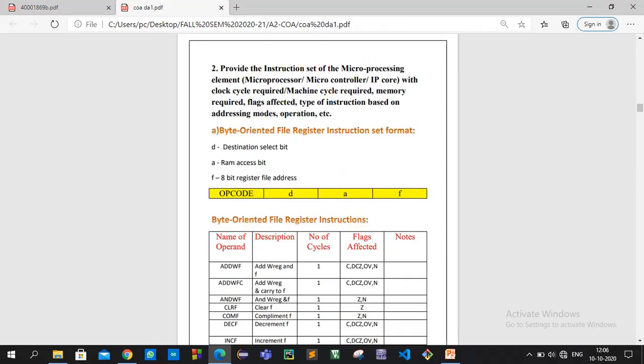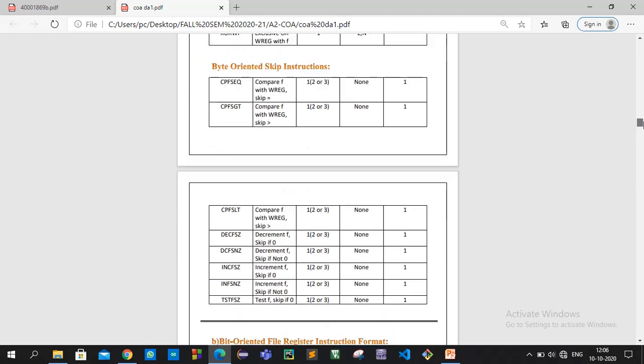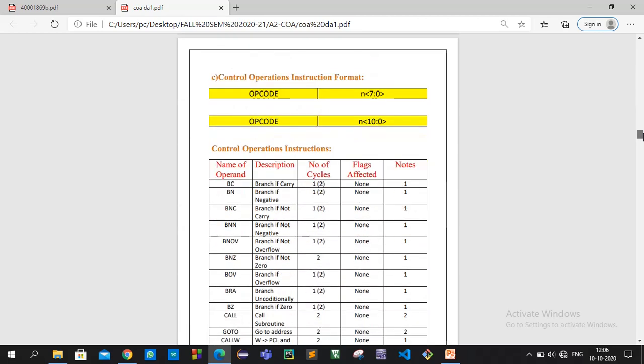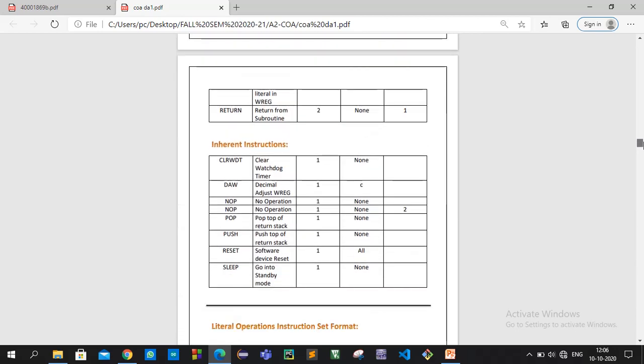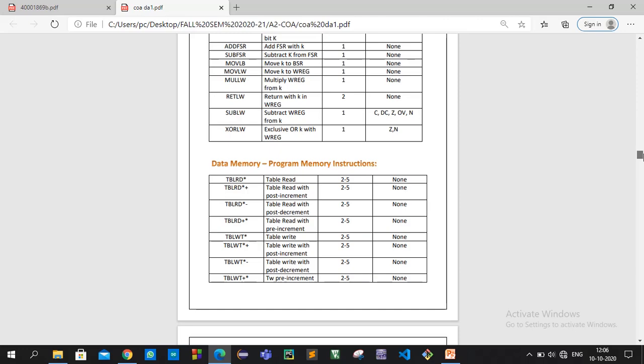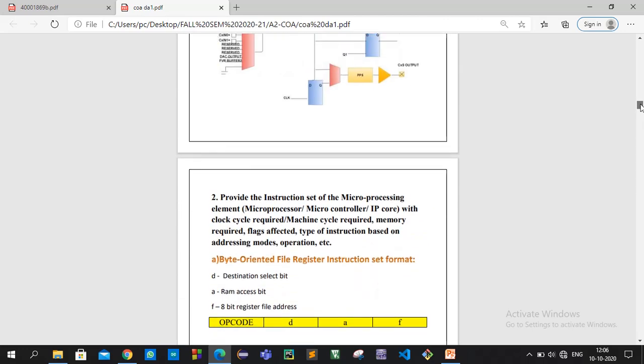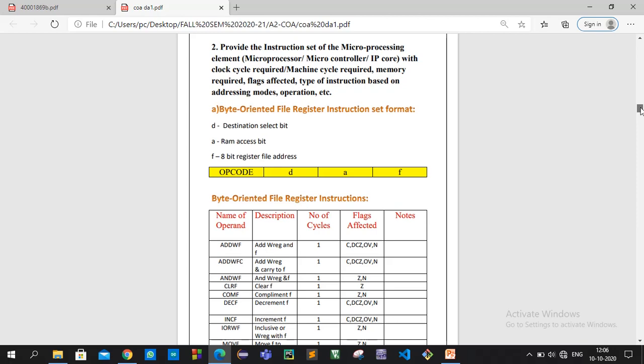First of all, I differentiated the types of instructions given in my datasheet. In my datasheet, there are byte-oriented register instructions and bit-oriented instructions, and also control operation instructions and literal operation instructions, as well as data memory and program memory instructions. So first of all, I differentiated them and tabulated them using Excel.